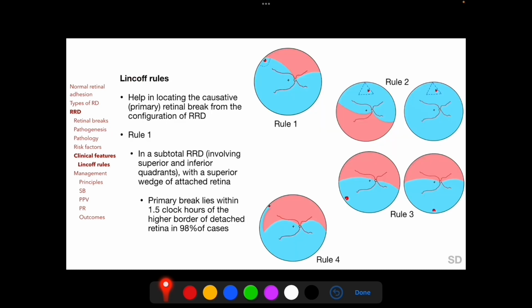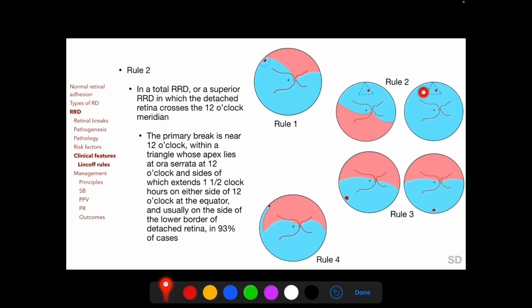Lincoff rules help us in locating the causative or primary retinal break from the configuration of the RRD, and we'll describe these rules with the help of these diagrams which show the detached retina in blue and the attached retina in red. Rule 1 states that in a subtotal RD involving superior and inferior quadrants but with a superior wedge of attached retina, the primary break lies within 1.5 clock hours of the higher border of the detached retina in 98% of cases.